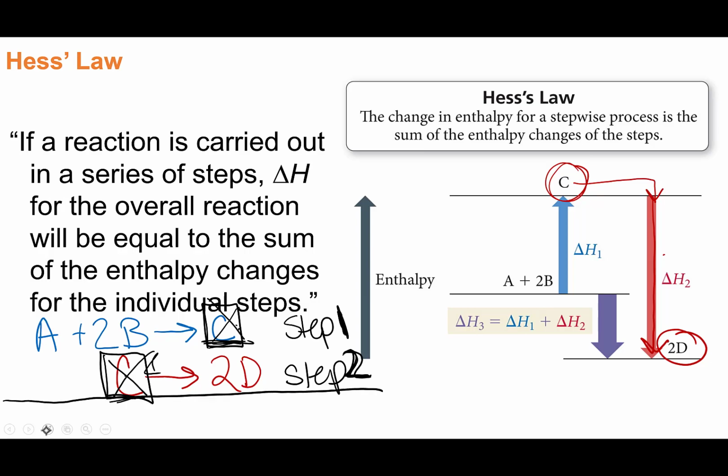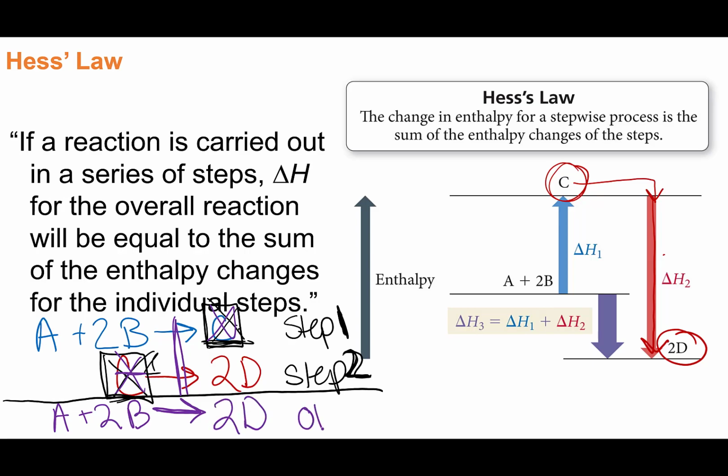Once we've identified our intermediates, we then just keep everything that we have left, and we keep it on the side of the reaction arrow that it's on. So from step 1, I still have A plus 2B. Then I have my reaction arrow. C is gone, so we're not going to include that. And then on the product side over here, C is gone, so we're not going to include that. And all I have left is 2D.